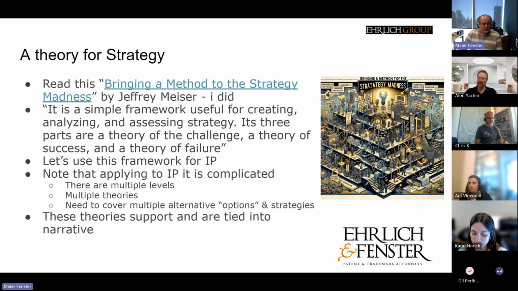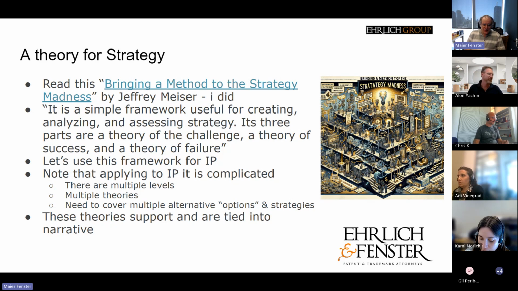So I read this paper. It's called Bringing a Message to the Strategy Madness. And it's definitely a strategy madness because everybody's talking about strategy and IP strategy, and it's completely confusing, and we don't even know what strategy is, and there's lots of definitions, and even when we have one, it's very difficult to communicate it. What this paper by Jeffrey Meiser does is provide a simple framework which helps you create, analyze, and also assess strategy.